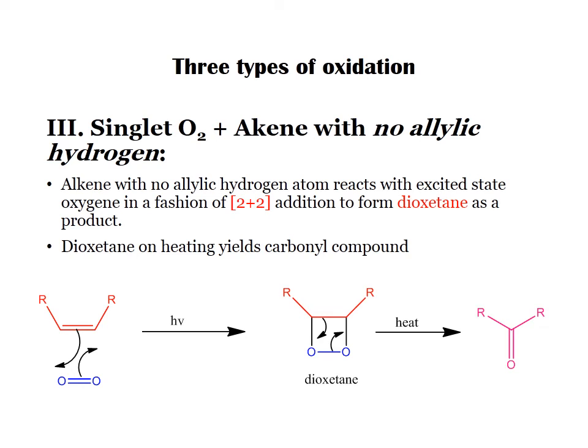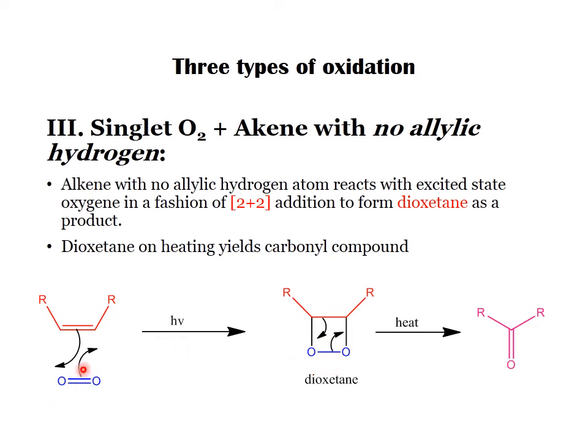Now in the third type of oxidation, singlet oxygen is going to react with an alkene, but here the alkene doesn't have allylic hydrogen. So this reaction proceeds through 2+2 addition and forms dioxetane, and dioxetane on heating yields a carbonyl compound. So this is an alkene with no allylic hydrogen, and it is going to react with oxygen. If you irradiate, you'll get dioxetane.